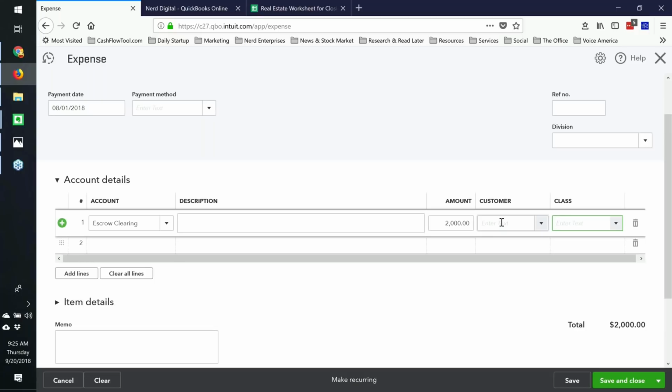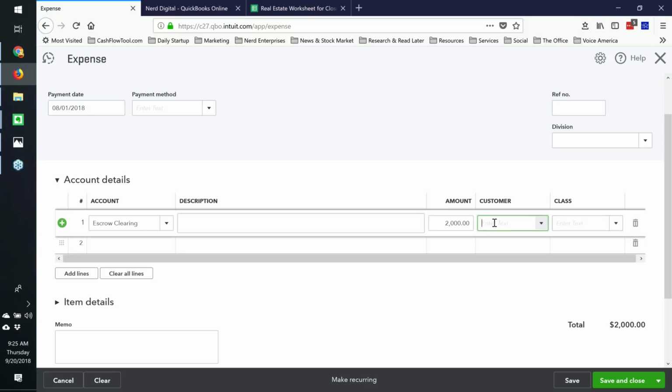By using a class for each property, I can run a simple P&L by class and see all the income and all the expenses for that class. I can also cut up a balance sheet by class, which works really nicely in QuickBooks Online. From what I recall, much better than desktop deals with balance sheet-based class reporting. So QuickBooks handles that really nicely.